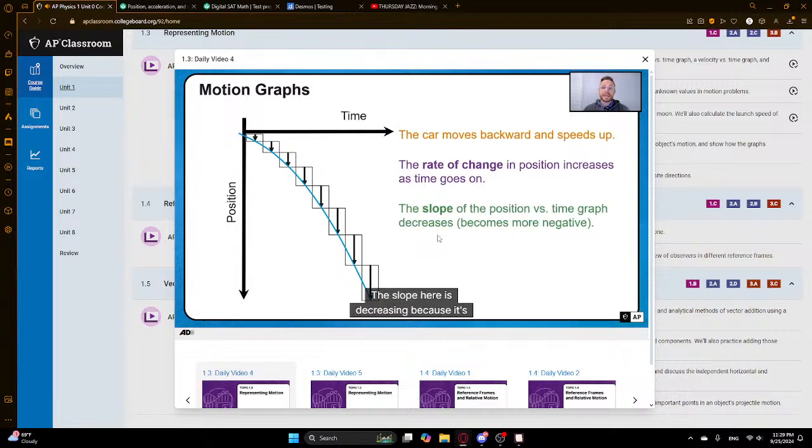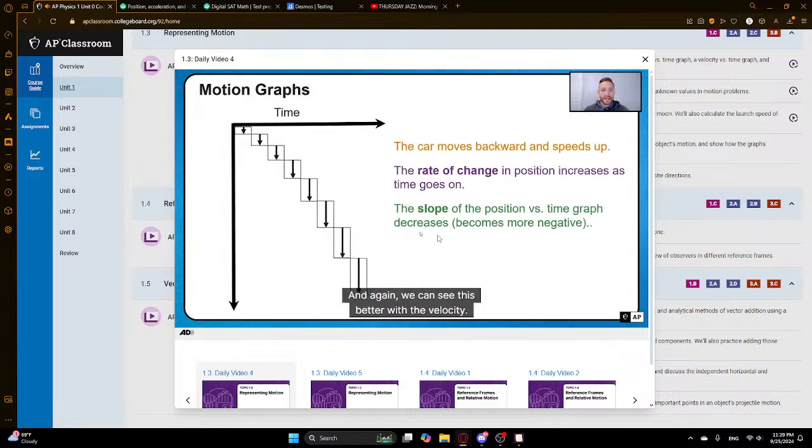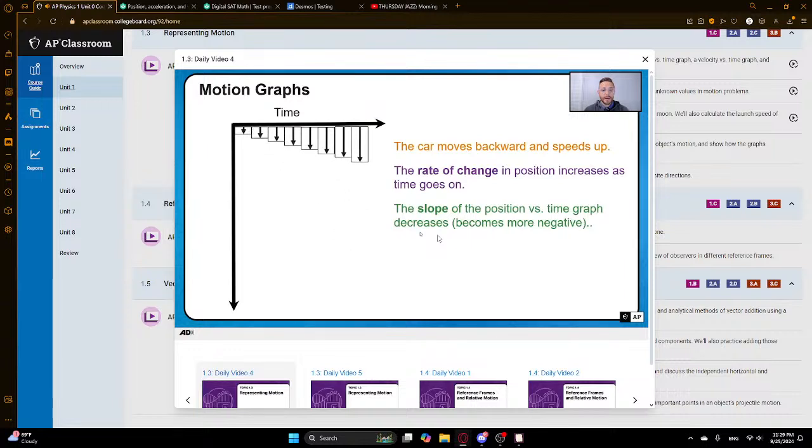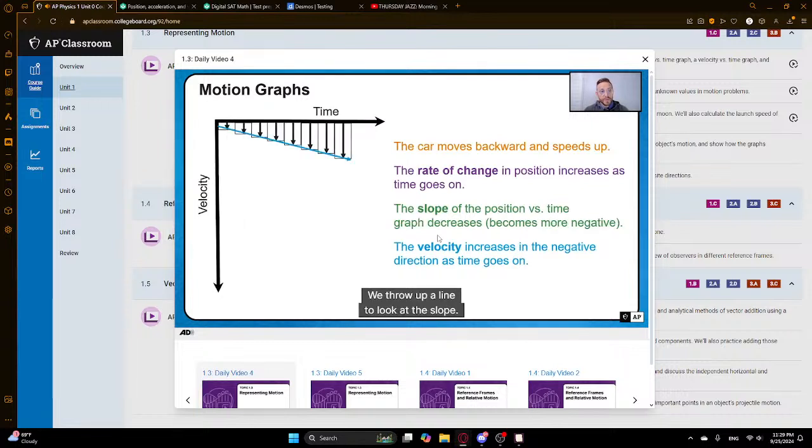The slope here is decreasing because it's becoming more negative. I start off here with a slightly negative slope, and it gets more negative as time goes on. So the slope here is decreasing, even though we're speeding up. And again, we can see this better with the velocity. The velocity is increasing in the negative direction as time goes on. And we throw up a line to look at the slope, and we can see that that slope is negative as well. So the car is going to have a negative acceleration.